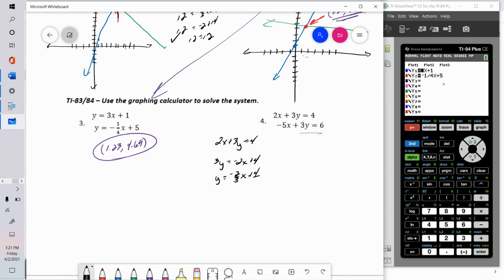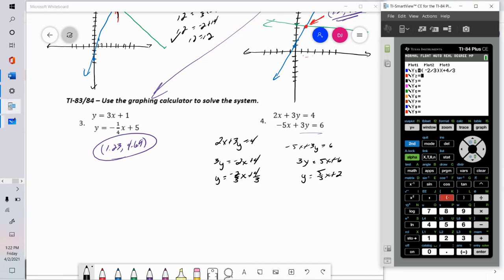And I'm going quickly here, not showing you my algebra, right? I subtracted the 2x from both sides, divided both sides by the 3, so I could put in y1 as negative 2/3 x plus 4/3. And now y2, I'm going to have to take my negative 5x plus 3y equals 6, add 5x to both sides, divide both sides by 3. And so y equals 5/3 x plus 2.